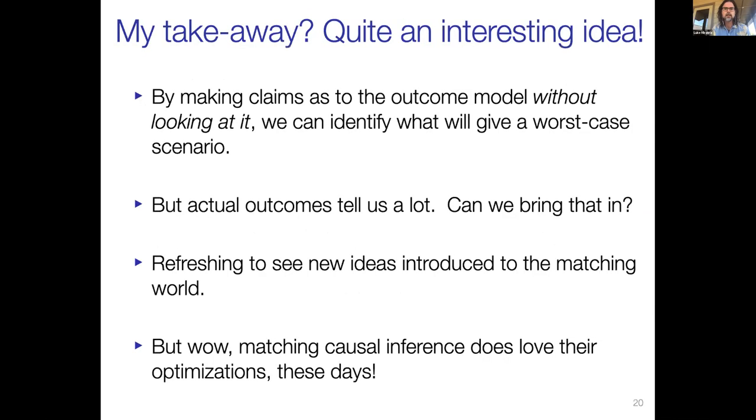All right, so my takeaway is quite an interesting paper. By making claims as to the outcome model without looking at it, we can identify what's giving us a worst case scenario. That's really neat. But going back to that anti-matching cap, actual outcomes tell us a lot. Can we bring those actual outcomes into this process, get a little bit of strength, maybe like residualize things and then do this whole process on the residuals or something like that to then really control bias? That might allow us to reduce the C or something and then get tighter intervals.